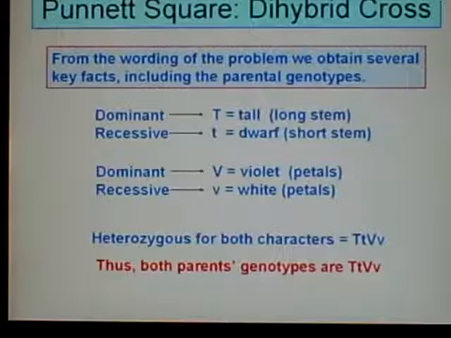So from the wording of the problem itself, we obtained several key facts, including the parental genotypes, which is what we were after. Okay, we have the fact that tall is dominant over dwarf, and we'll use capital T for tall, little t for dwarf. Violet is dominant over white, so you use capital V for violet, little v for white. And then the parents, which are heterozygous for both characters, are big T, little t, big V, little v. So we have their genotypes.